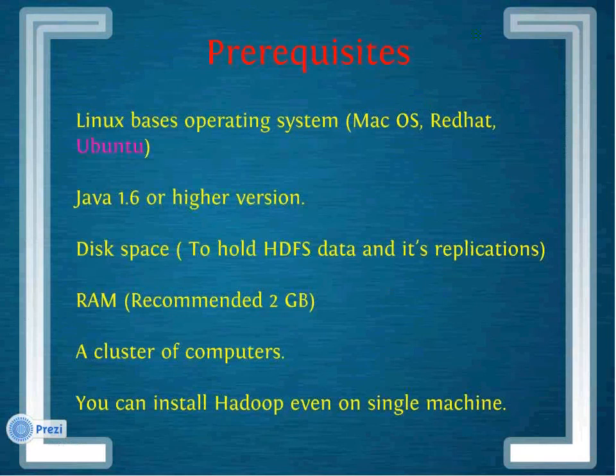The possibilities are Mac operating system, Mac OS, that is an Apple machine. We may have Red Hat or Ubuntu. Why have I highlighted Ubuntu in a different color? Because in case you don't have any of these operating systems, Ubuntu will help you. First of all, this is open source, which can be downloaded and installed. Second thing is, we can install Ubuntu in a virtual machine.